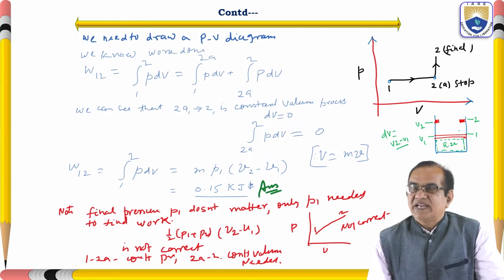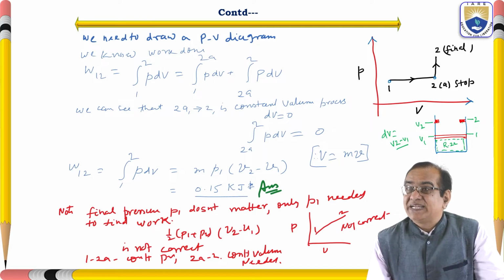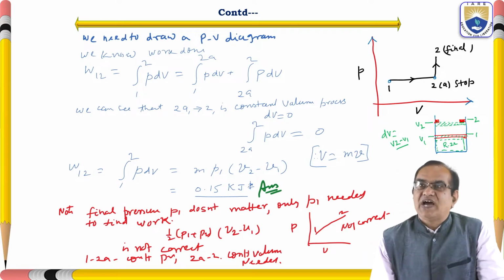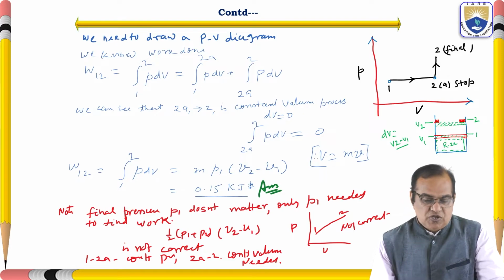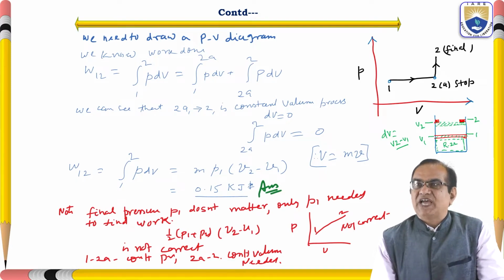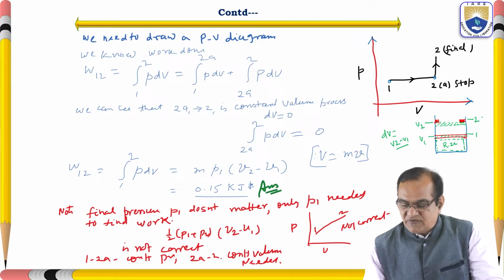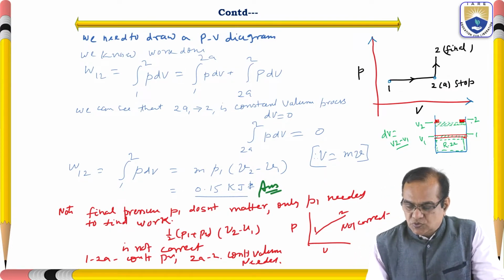And here pressure remains constant till it comes here. So we have to take the same pressure here, and the volume changes from here to here. This is our work done. In this way we have to find out how much work we have produced. So we need to draw a PV diagram, which I have shown here. Just see the first case from 1 to 2. It is a constant pressure process. This is V1 and this is V2.